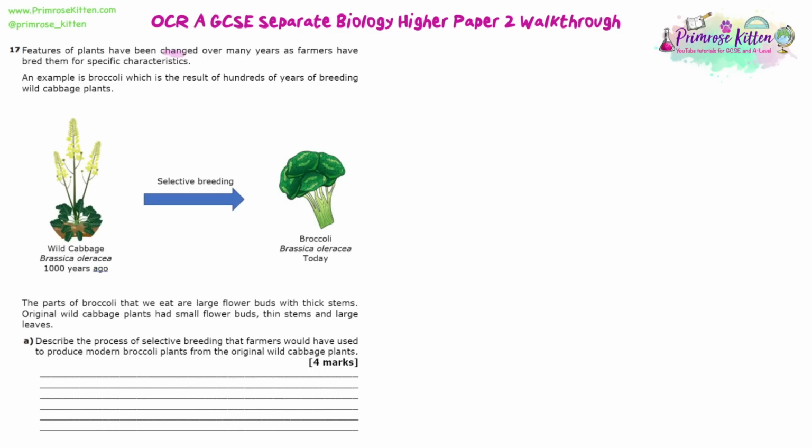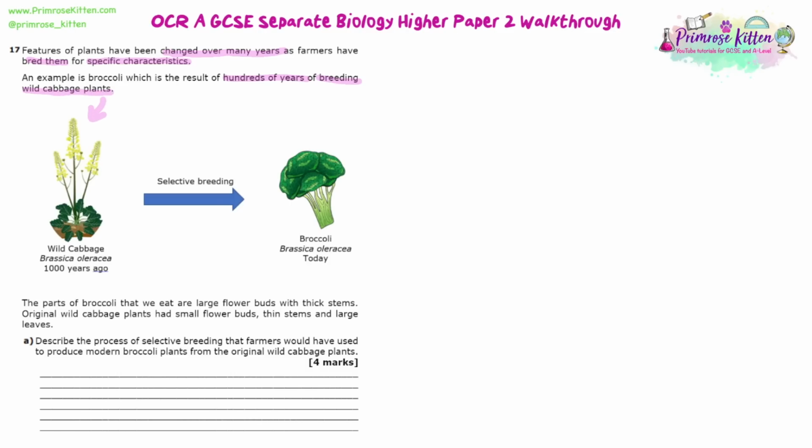Okay. Features of plants have been changed over many years as farmers have bred them for specific characteristics. An example is broccoli, which is the result of hundreds of years of breeding wild cabbage plants. So this is clearly a selective breeding question. We can see it's written there.